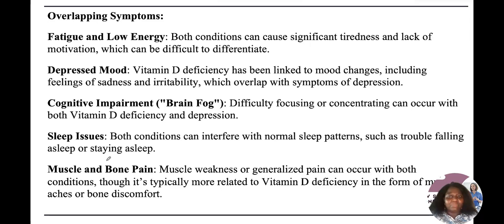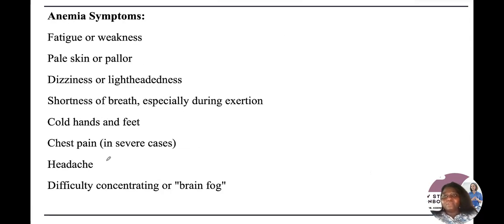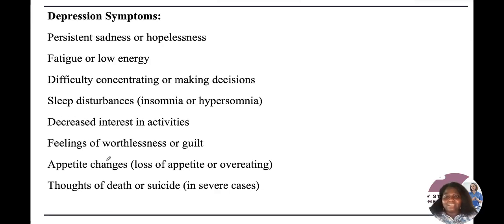And then we have the overlapping symptoms. That's pretty straightforward. Anemia is also one thing, but of course, you really won't get anemia. But anemia is a family medicine concept that kind of overlaps with what we do. What do we see with anemia? Fatigue, weakness, pallor, dizziness or lightheadedness, and so on and so forth. And then we also have depression symptoms, persistent sadness or hopelessness, fatigue or low energy, difficulty concentrating or making decisions.